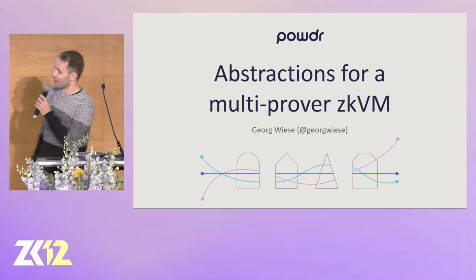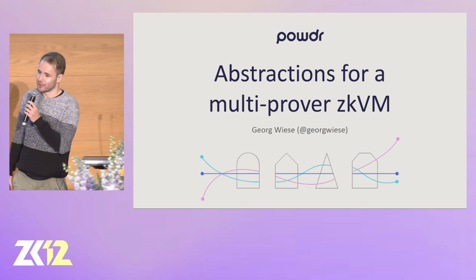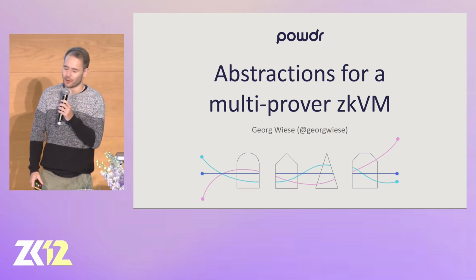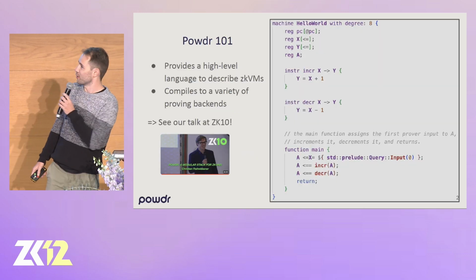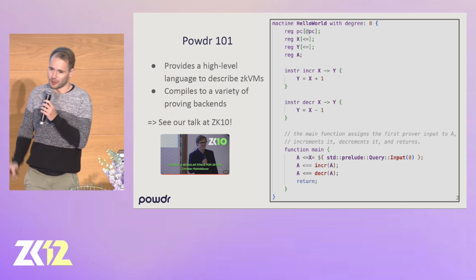So this talk is about how we can build a zkVM in a way that's agnostic of the proving system, which is something that we're concerned with at Powdr. So let me give you a very quick introduction.